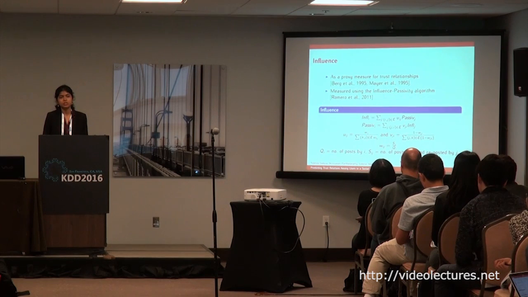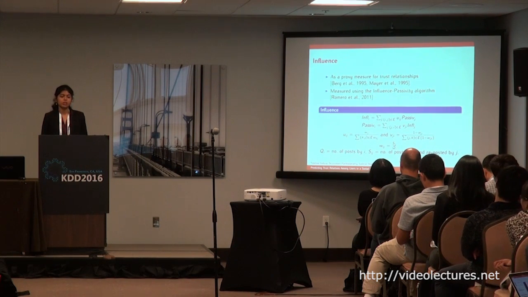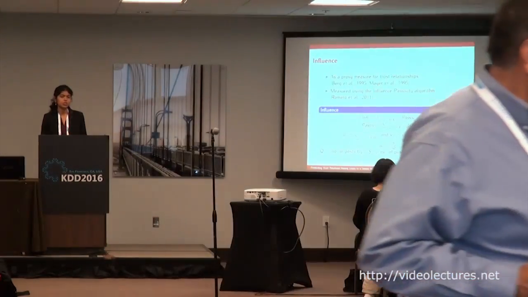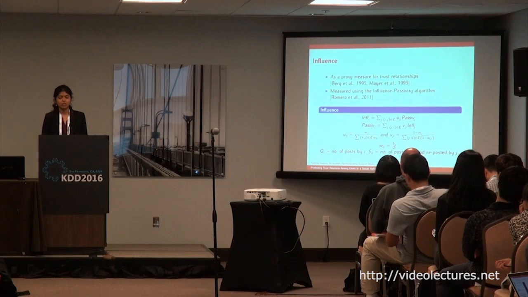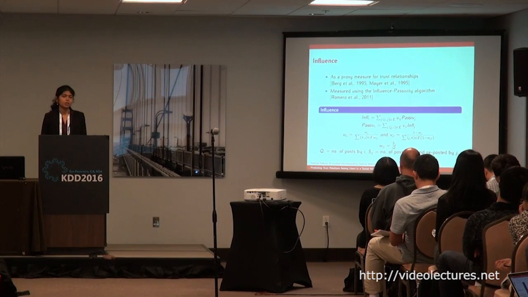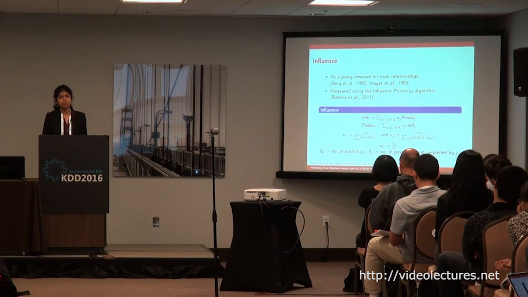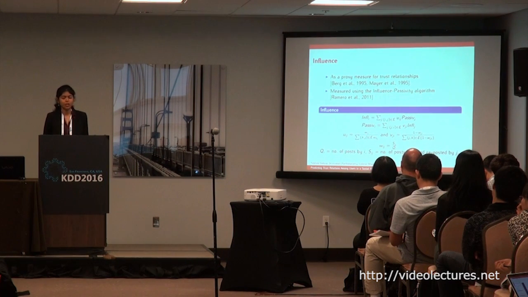We measure influence using the influence passivity algorithm, which is an algorithm from the computer science literature. It's a hit-style algorithm in which we first construct a graph consisting of all the users in our data set, and we build edges between them based on whether one user has reposted or, in the context of Twitter, retweeted a post or a tweet made by the second user, and the weight of the edges is defined as the number of posts made by one user reposted by the other divided by the total number of posts made by the first user. And we then alternate between estimating the influence and passivity the way it's done in a Hubs and Authority style algorithm.